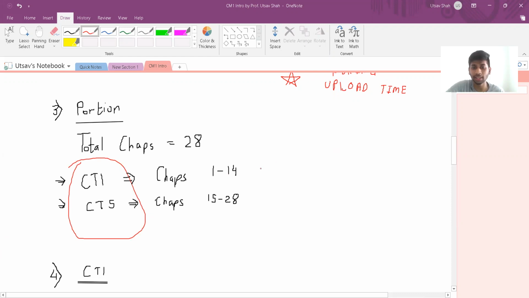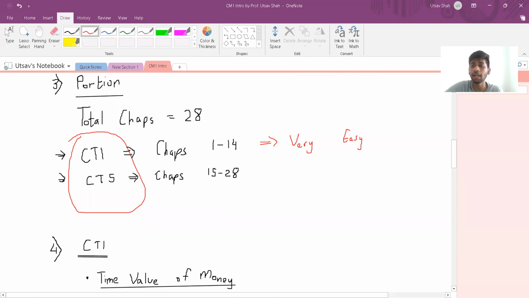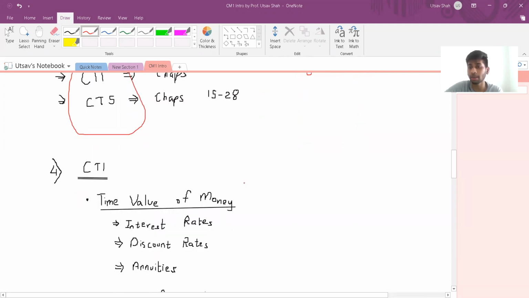CT1 is really easy. I mean, CT1 is very, very easy. It's just some concepts and then it's mathematical, it's a bit repetitive. And with practice, you will get very comfortable with it. So the first 14 chapters come from the CT1 syllabus. The next 14 chapters come from the CT5 syllabus. Now we'll go through this one by one and you'll understand what it comprises.